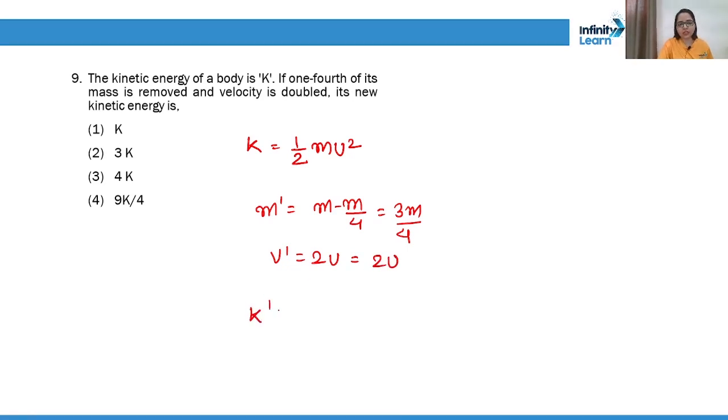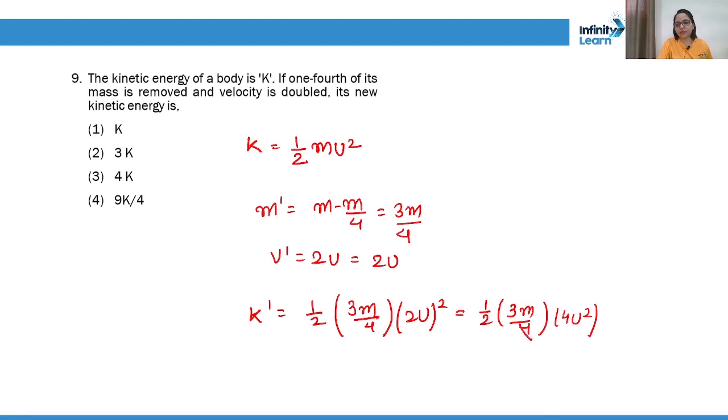Right, new kinetic energy K dash is half into 3m by 4 into (2u) whole square. So it is half, 3m by 4, into 4u square. 4 and 4 cancel. So we have half m u square times 3. Right. So K dash is basically 3 times K, which is option 2.